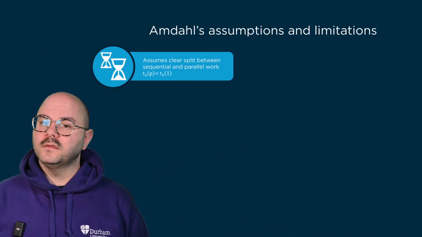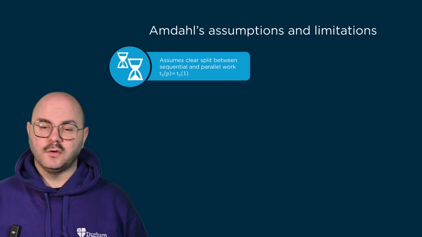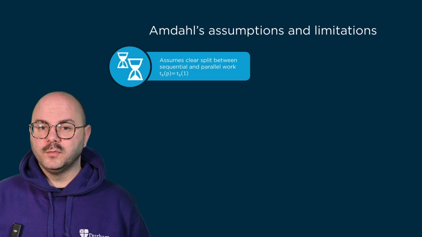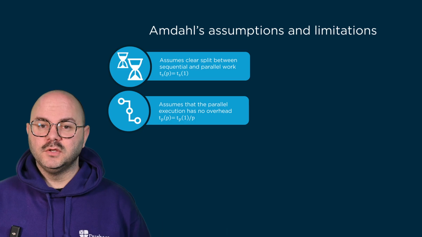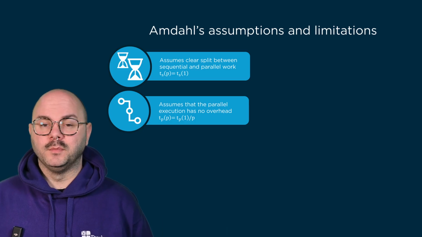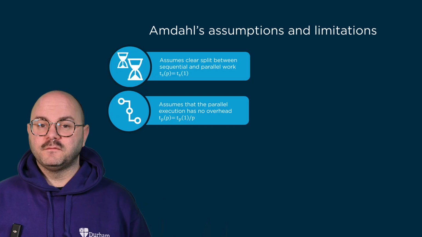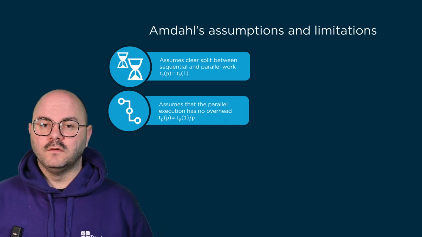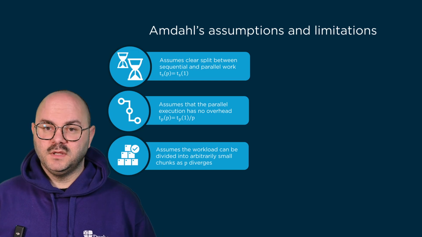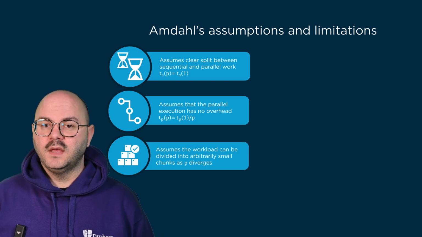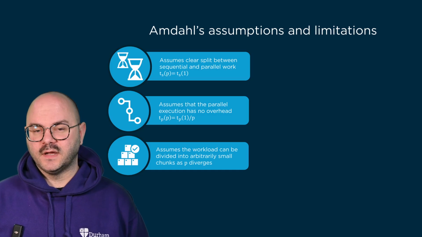Amdahl's law makes several assumptions and simplifications which limit the realism of the predictions produced by this model. Firstly, we assume that the sequential and parallel program calculations are easy to distinguish, and that the former is unmodified by the parallelism. Likewise, we assume that the parallel execution has no overhead, for example, communication, by taking T_p(p) equal to T_p(1) divided by p. Finally, we assume the workload can be divided into arbitrarily small chunks as p diverges to no ill effect.